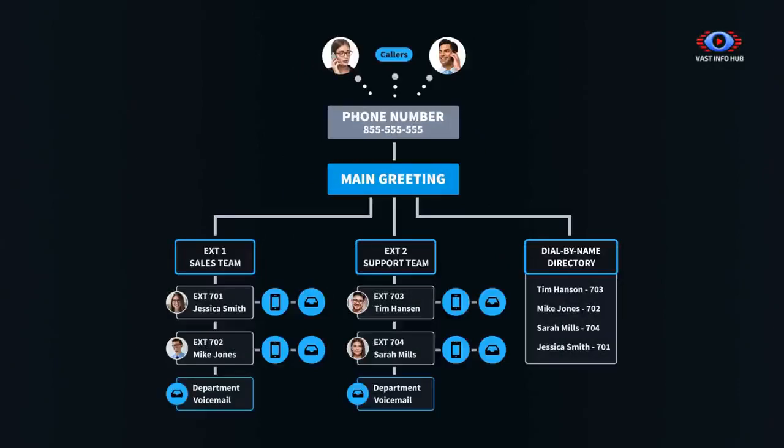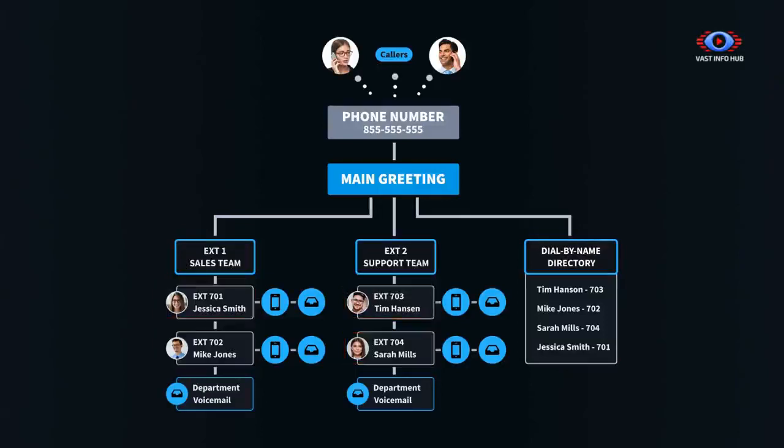For example, your main greeting might sound something like this. Thank you for calling ABC Company. For sales, press 1. For support, press 2. For our dial-by-name directory, press 8. Or if you know your party's extension, you may dial it at any time.